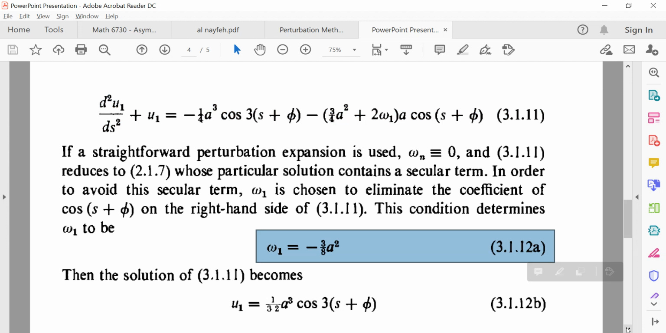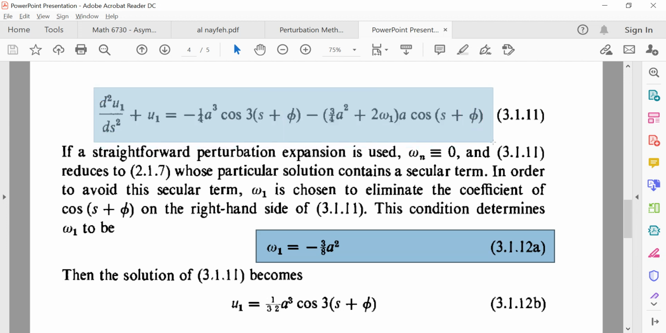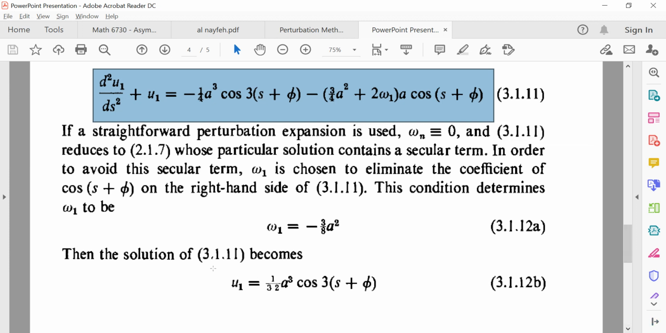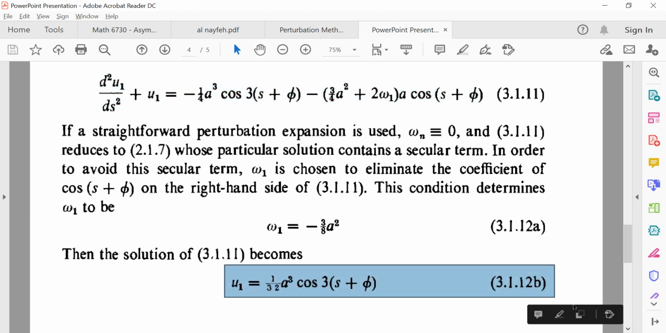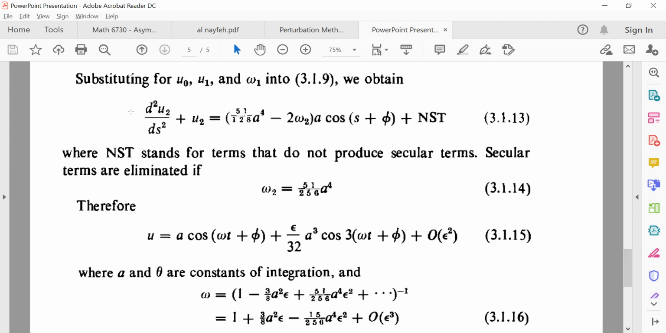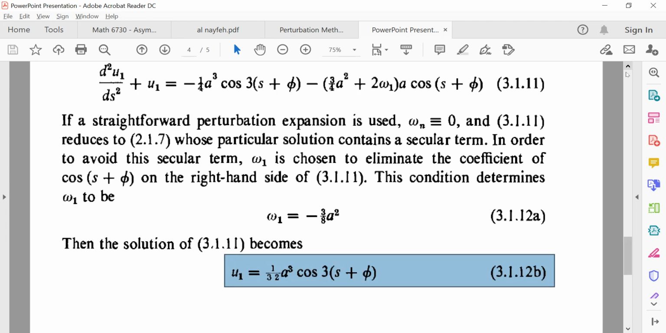You have to do this work, because you can find the particular solution of this equation as well as the complementary function. The complementary function is very easy, and you can find the particular solution of this equation because your independent variable is s. Therefore u₁ will be given by (a³/32) cos(3s + 3φ), and as a result we will get the value of u₁.